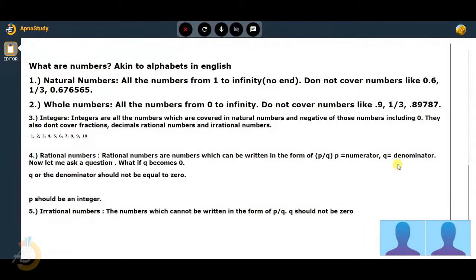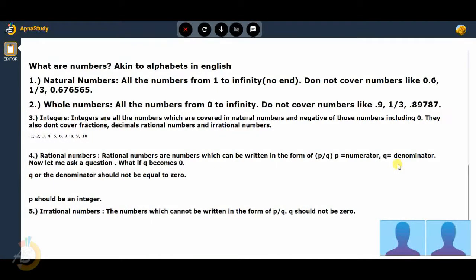Now let's see one such number. You must know of pi. Do you know its value? 22 by 7. This has been taught by our teacher. But this is not the exact value. The exact value of pi is non-terminating. It means that the value of pi does not end anywhere.